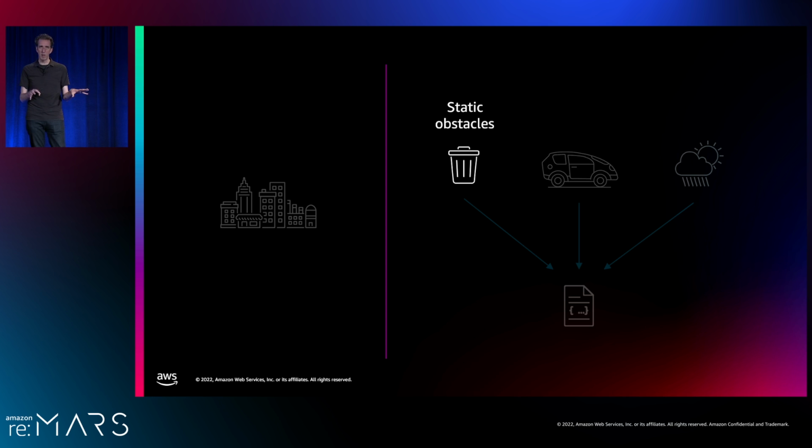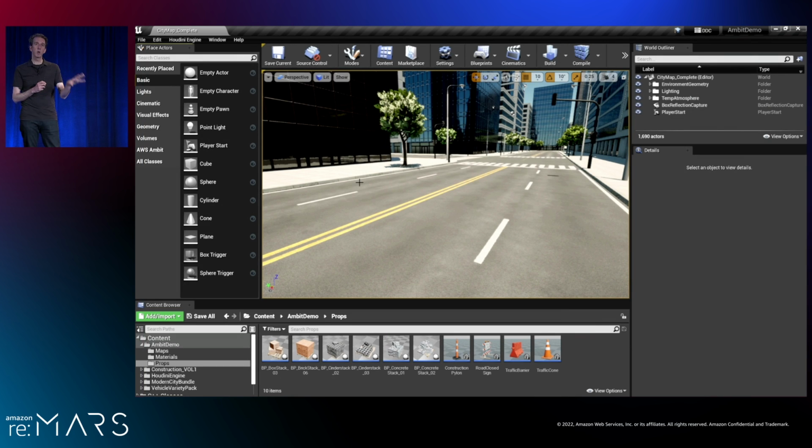So now that we've got some terminology set, let's start using the tools. And I'm going to start by leveraging some static obstacles that will comprise this construction zone that we're building. So what you see here is the standard Unreal Engine interface, but I've already installed the Ambit plugin, so I get a few additional items in the UI.